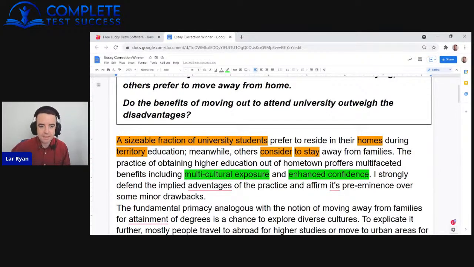So at the moment, I'm hesitant with this. Perhaps when I read the body paragraph, they'll explain this more clearly. But at the moment, I think this will be irrelevant, but I might be wrong. Enhanced confidence, that sounds right. Now, I strongly defend the implied advantages. So there's another spelling mistake.